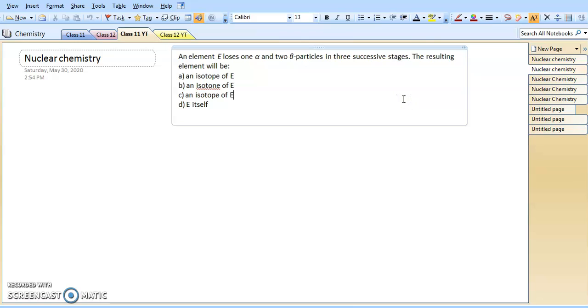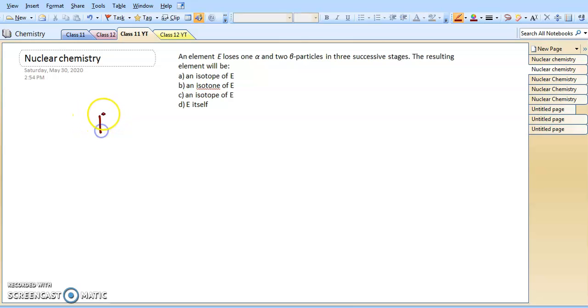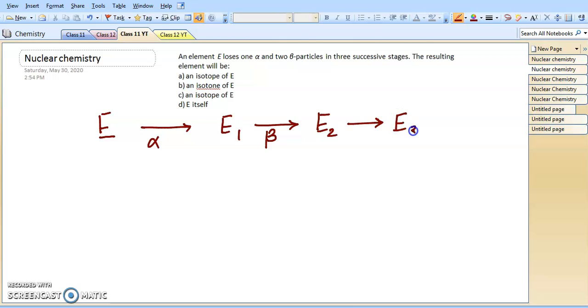What is it? An element E loses alpha and 2 beta particles in 3 successive stages. The resultant element will have... This is the same question, but it is asked in a different way. Suppose this is an element E which loses an alpha particle, then it converts into E1, then it loses a beta particle and converts into E2, and then it converts into E3 by another beta decay.